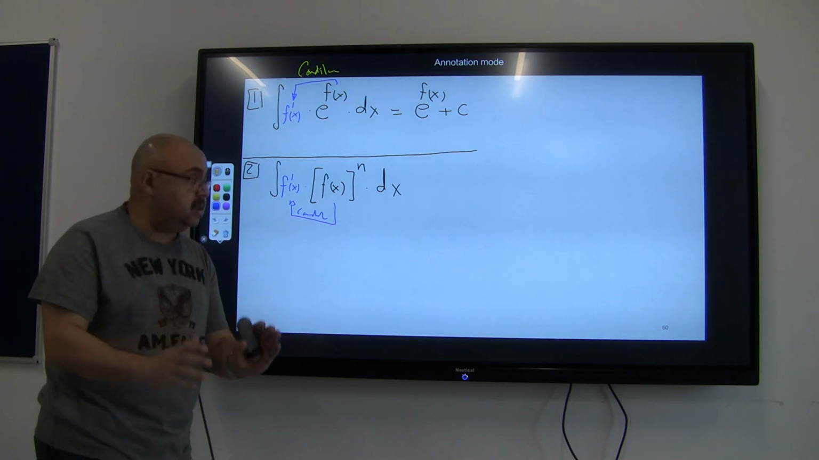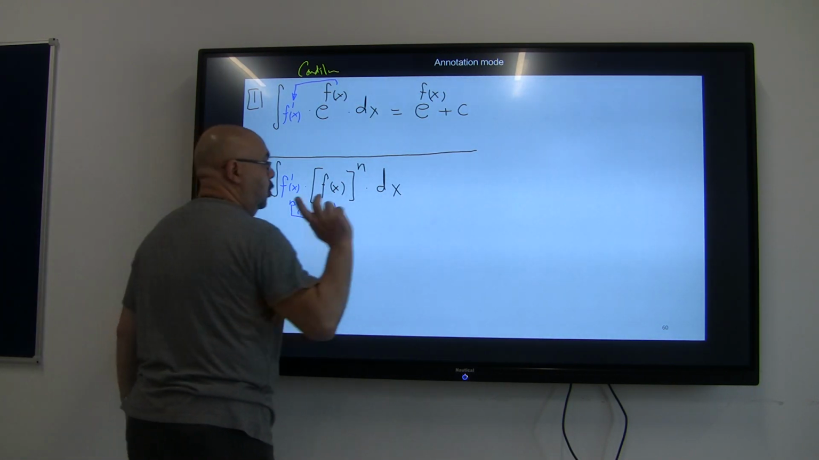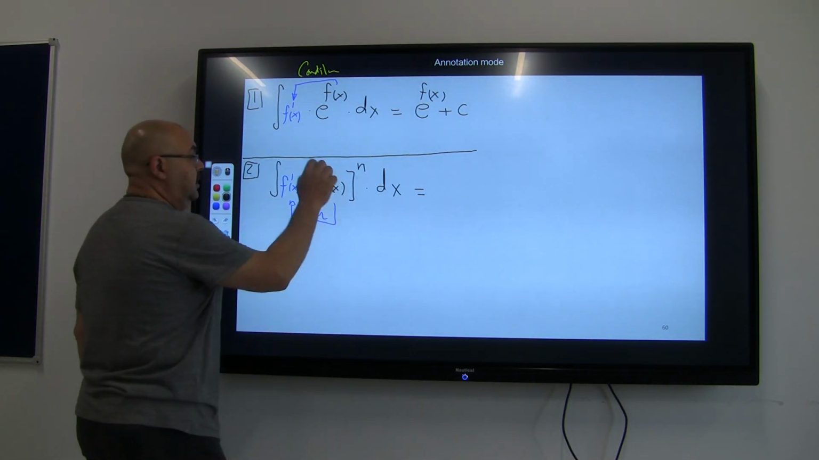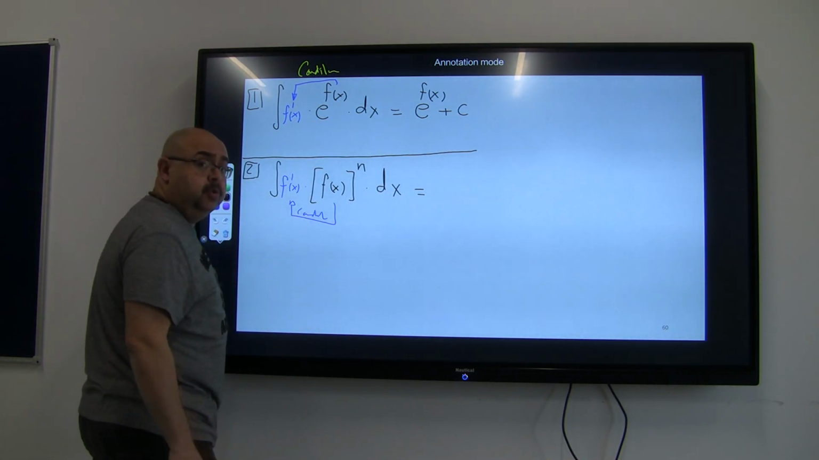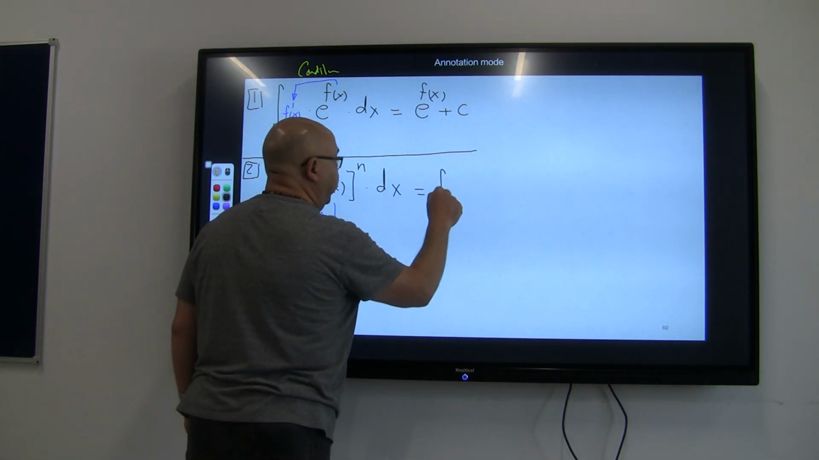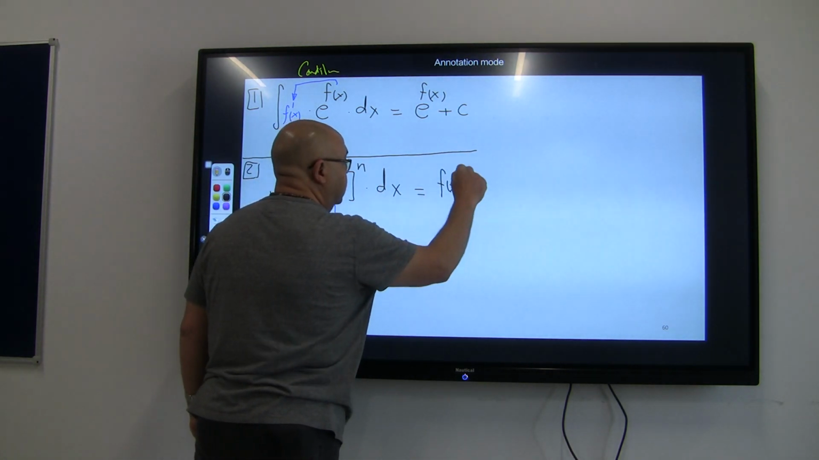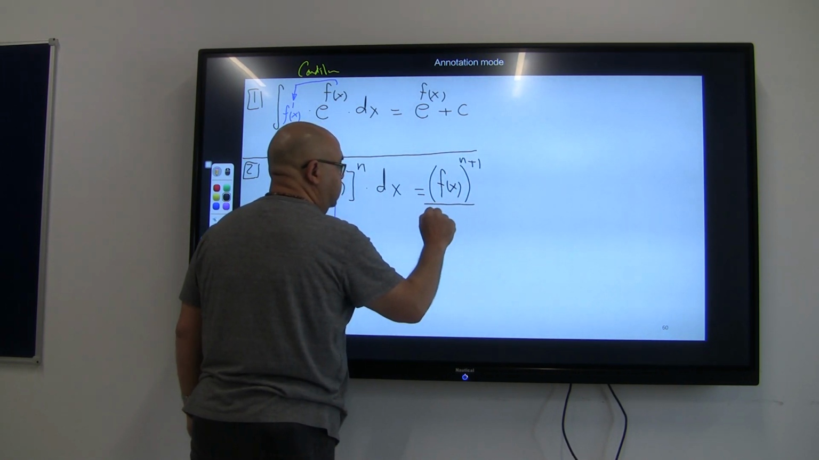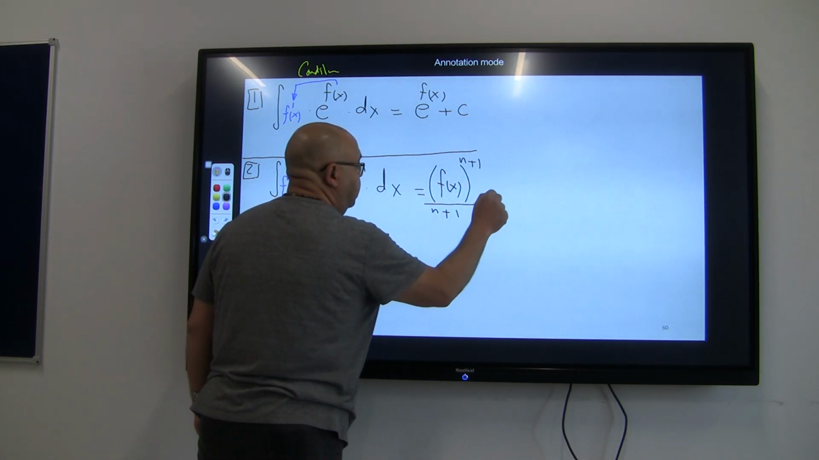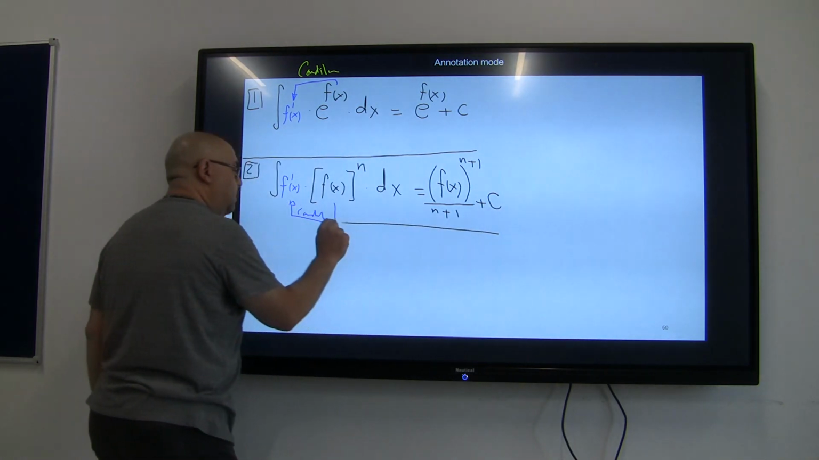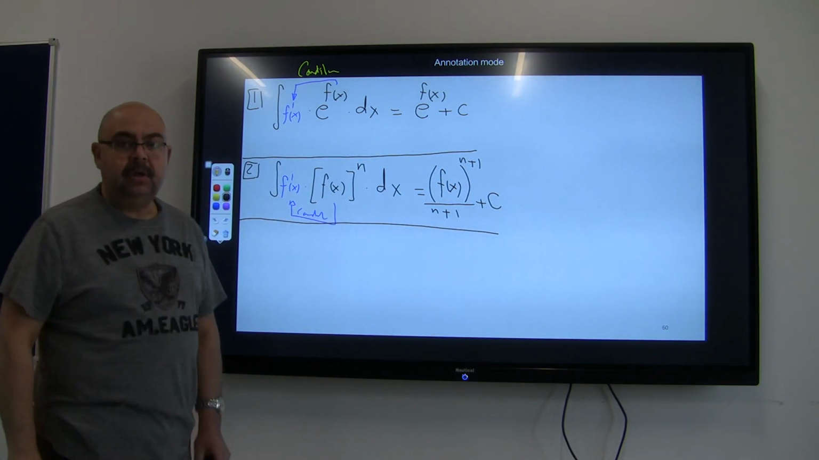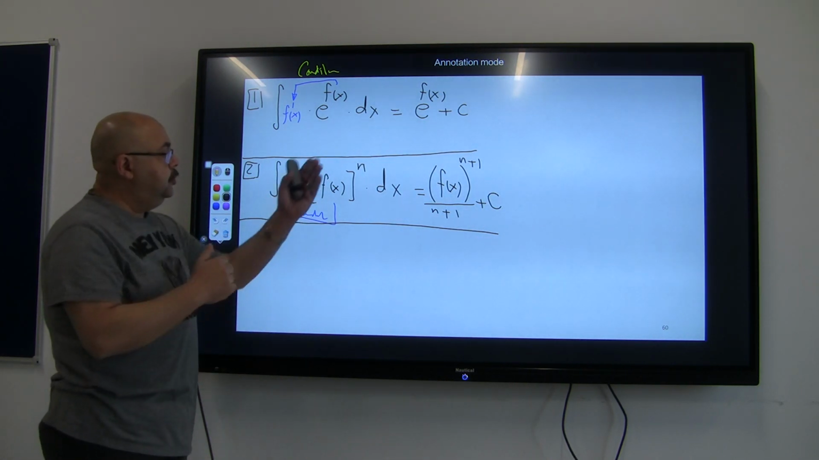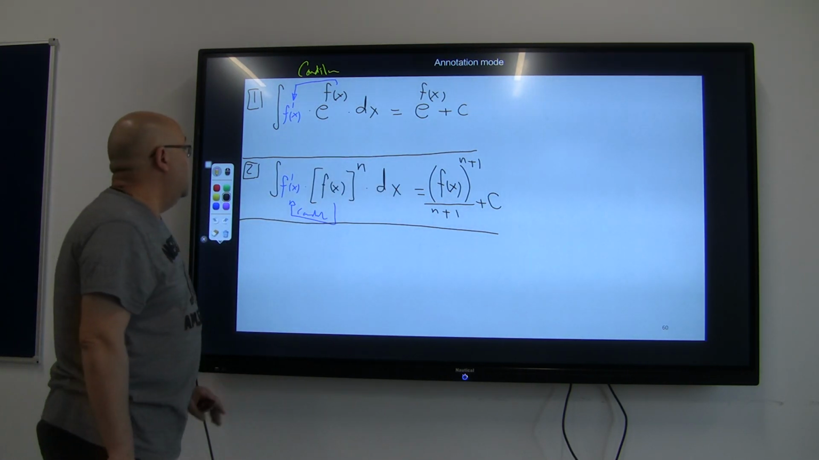Once it is set, the answer is very, very simple. All I have to do, I will forget about the derivative part. I will take the main bracket, which is f of x to the power of n, and raise the power. So it's going to be f of x to a power of n plus 1 divided by n plus 1 plus a constant. I'm done with it. Remember the condition in order to use this rule.